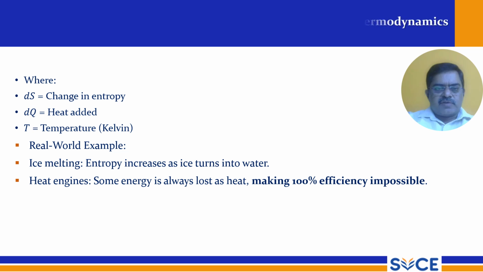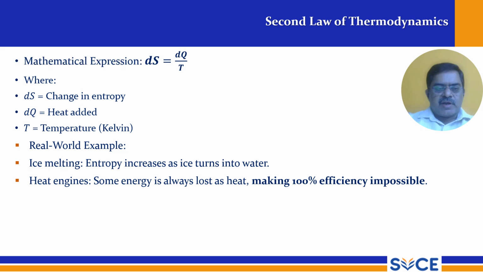For the second law of thermodynamics, you see here, dS is the change in entropy, dQ is the heat added, and T is the temperature in Kelvin. The mathematical expression is dS equal to dQ by T. So this is the mathematical expression.